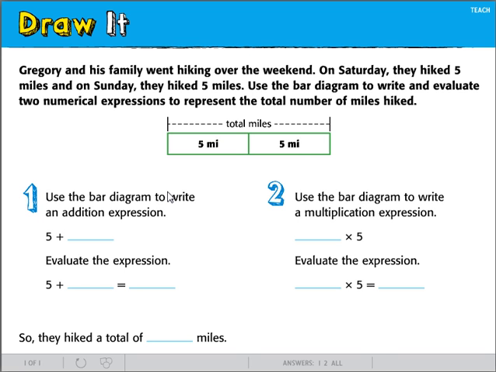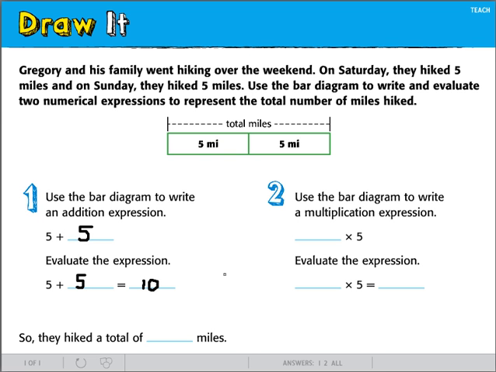of miles hiked. So here you can see we started off, they walked 5 miles, and then the next day they walked 5 more miles. So we're going to use a bar diagram to write an addition expression. Now here we have 5 plus, what's our other? 5. All right. Now we're going to evaluate the expression. So 5 plus 5 equals 10.